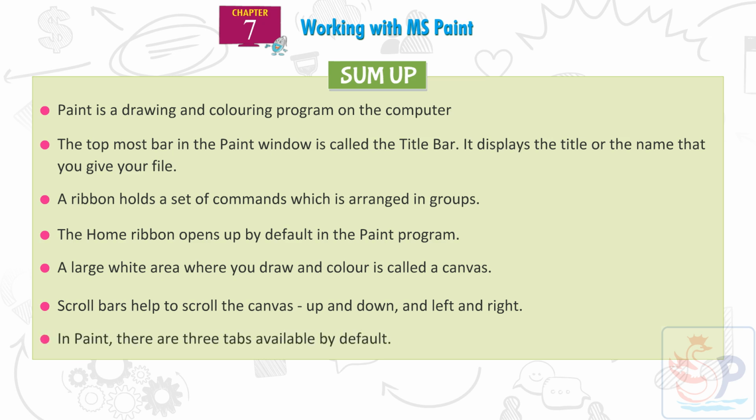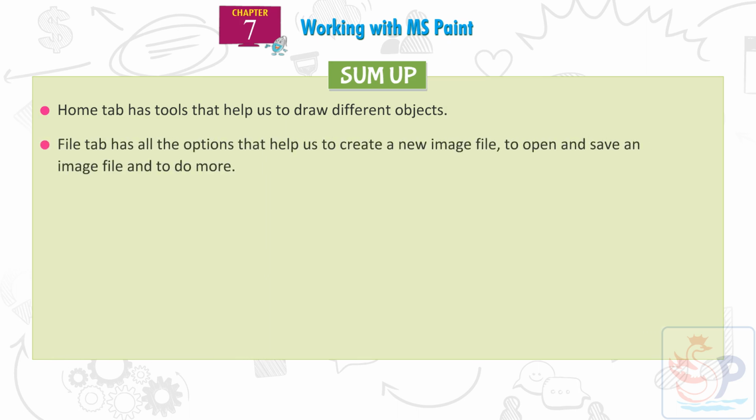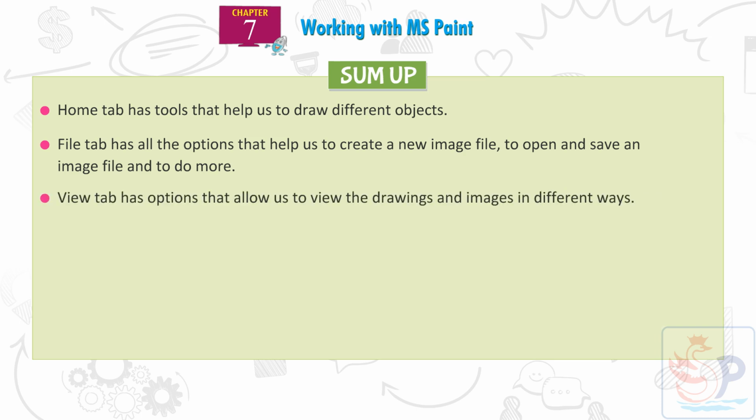In Paint, there are 3 tabs available by default. Home tab has tools that help us to draw different objects. File tab has all the options that help us to create a new image file, to open and save an image file, and to do more. View tab has options that allow us to view the drawings and images in different ways.